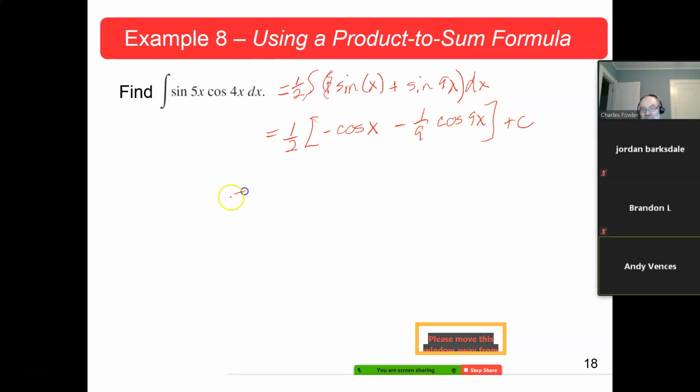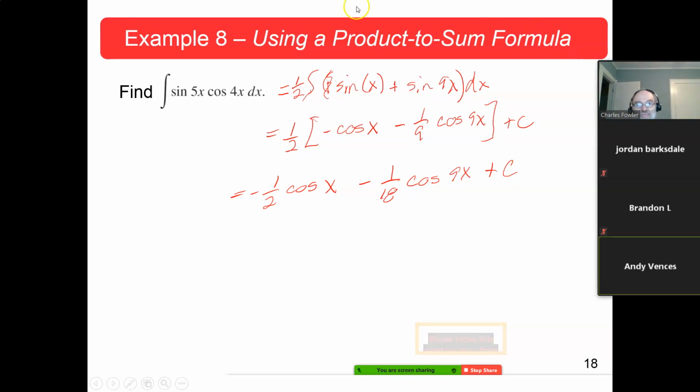So what does this give us? 1/2, or minus 1/2, cosine x minus 1/18 cosine 9x plus c. I think that's what we got. Let's see what they got. Minus cosine x over 2 minus cosine 9x over 18. Good for them. Plus c. Okay? So it looks like we came up with the same formula.